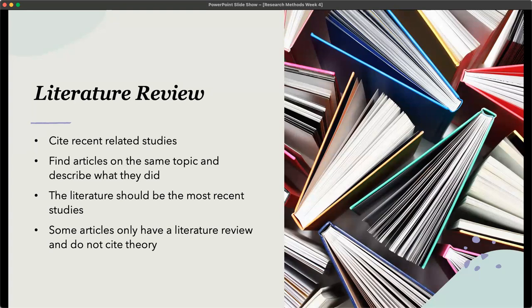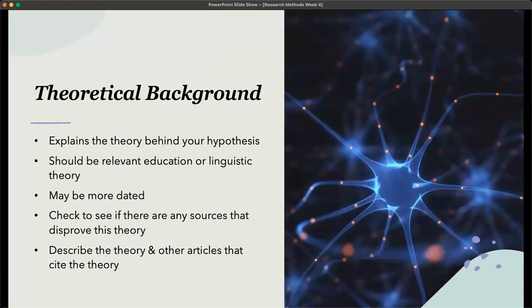And again, it should be the most recent studies, the past 10 years, and some articles only have a literature review. They don't cite theory, but for your thesis, you should have both. So just because you see in a research article just a literature review section with no theoretical background doesn't mean that you should leave out the theoretical background. Well, let's have a look at the theoretical background.